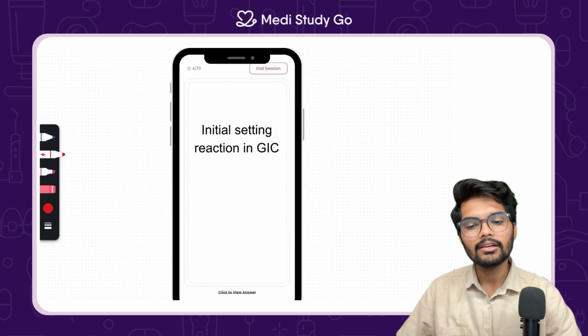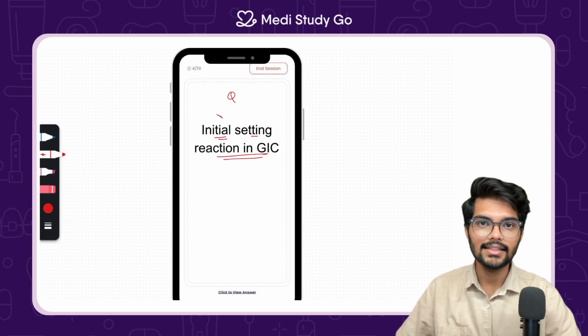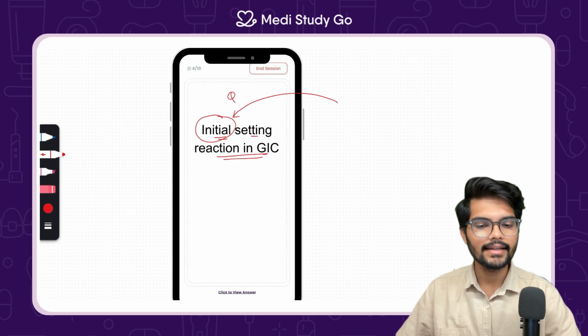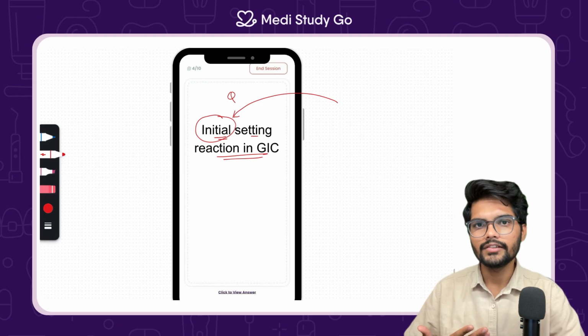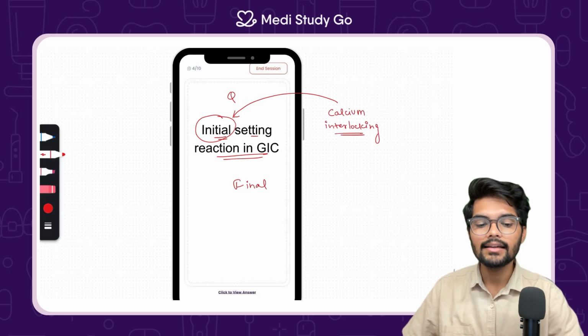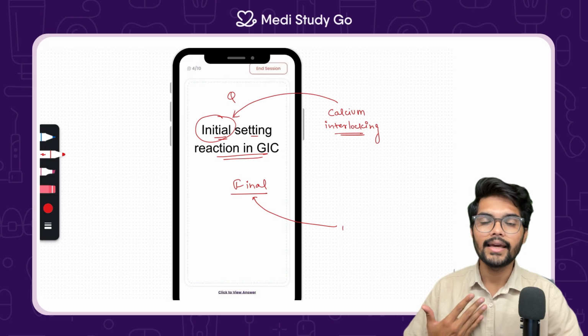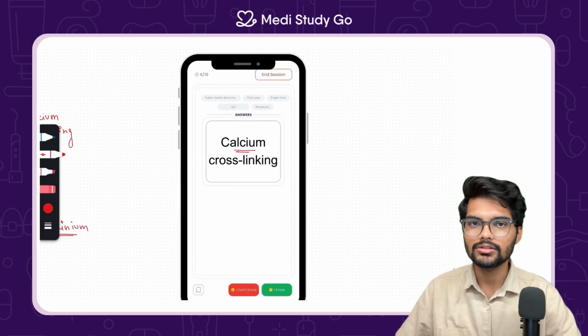The second question we have is the initial setting reaction of GIC. So as we studied, the initial setting reaction is going to be achieved by calcium interlocking with the tooth structure, whereas the final setting will be characterized by aluminium cross linking. So the correct answer here should be calcium cross linking.